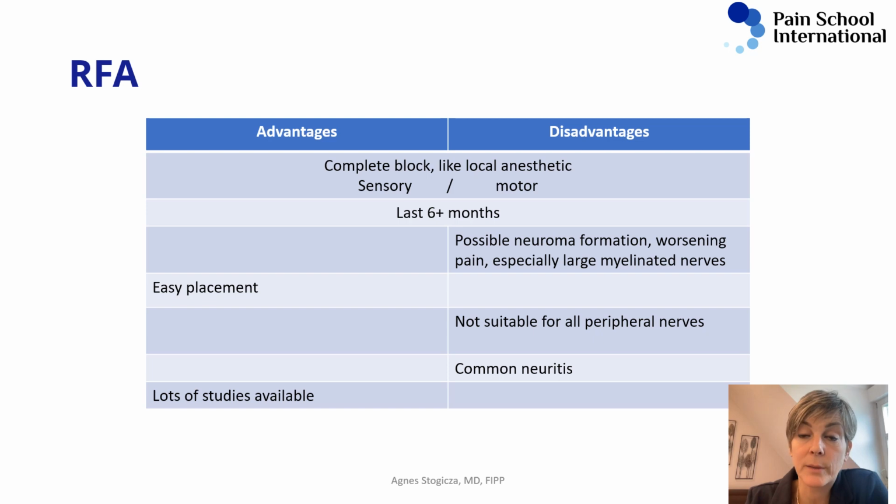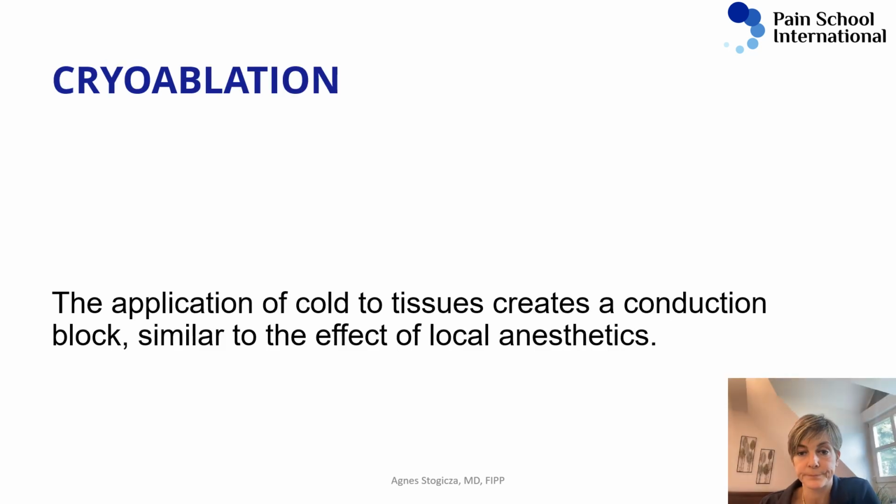However, it has some disadvantages. If you do radiofrequency on a myelinated nerve, it can lead to possible neuroma formation, which means worsening pain, and therefore it is not suitable for all peripheral nerves. It's pretty common after RFA to get a neuritis.